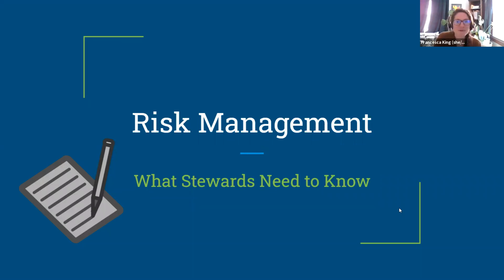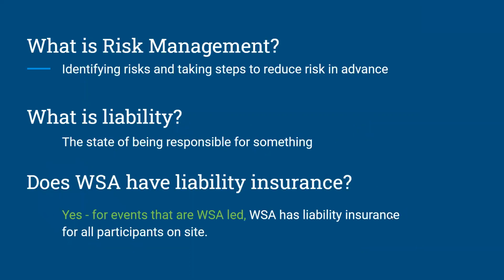We're just going to talk about what risk management means for you as stewards and provide some context. Okay, so what is risk management? Risk management is identifying risks and taking steps to reduce them in advance. What is liability? Liability is the state of being responsible for something. And then a very important question, does WSA have liability insurance? And the answer is that yes, we do.